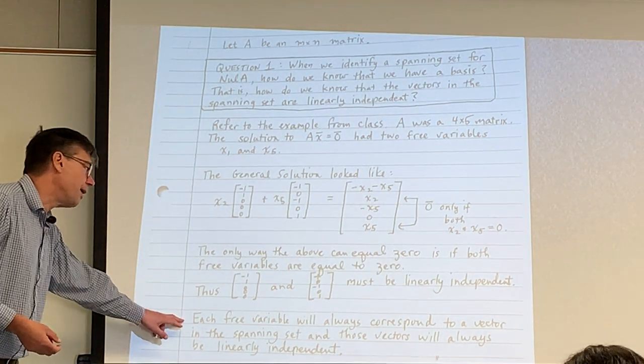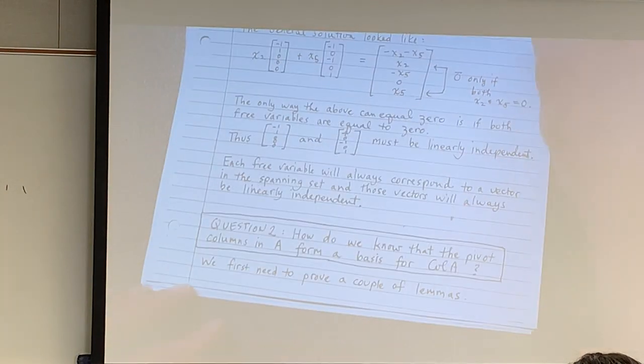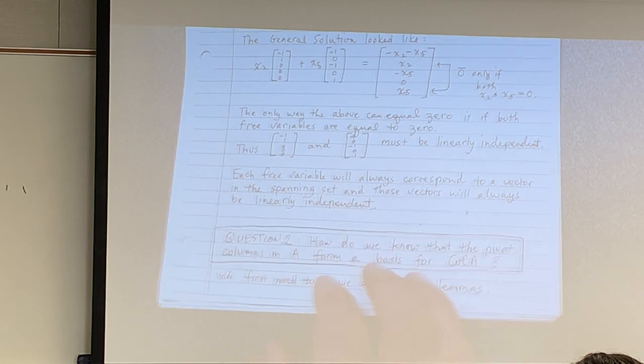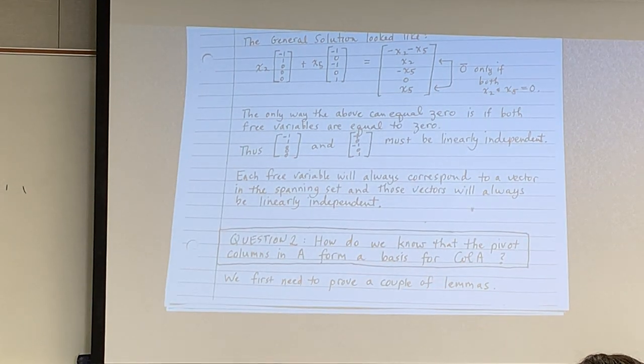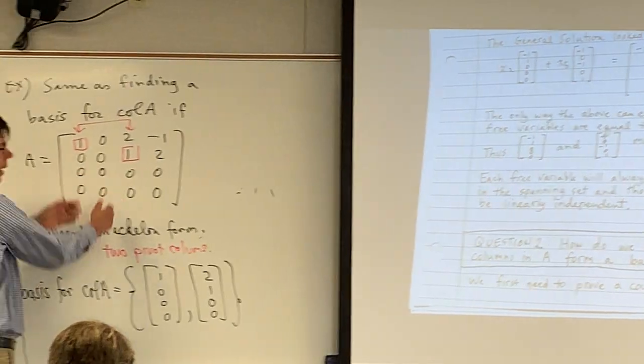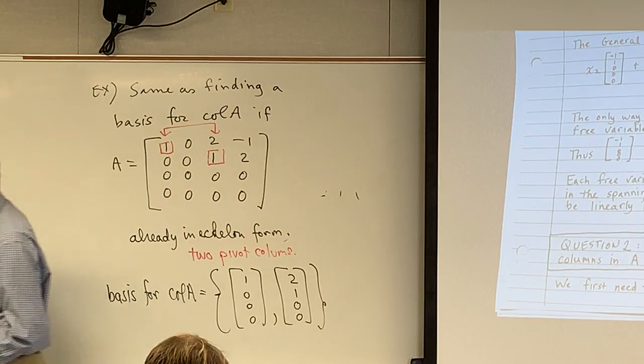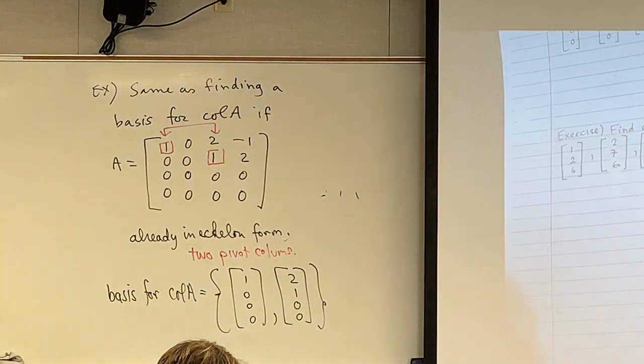So, moral is every free variable will always correspond to a vector in the spanning set, and these vectors will always be linearly independent. That was question 1. Question 2, how do we know the pivot columns in A form a basis for the column space of A? So back in this example, how did we know those two pivot columns both span the column space and are linearly independent? And it gets a little deeper.